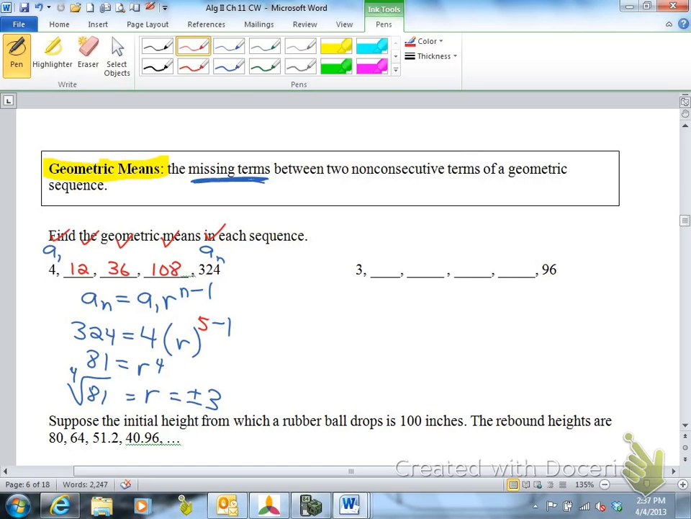But if you multiply by negative 3, those numbers actually still work. 4 times negative 3 is negative 12, times negative 3 is 36, times negative 3 is negative 108, times negative 3 is positive 324. So there's nothing in the problem that tells us if it's the positive or the negative. So 12 is both positive and negative, and 108 is both positive and negative. And how about you try the next one?